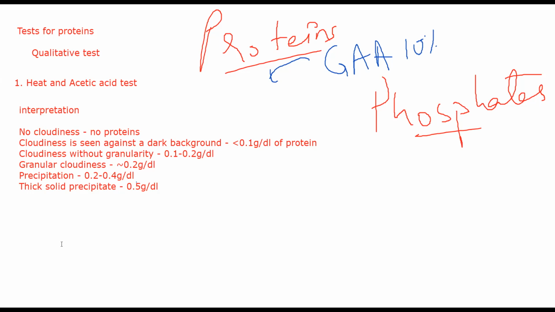Now you can do another test. It is much more reliable than the heat acetic acid test. What you do is you will use sulfosalicylic acid, so this test is called the sulfosalicylic acid test. Okay, in this, you will initially make the urine acidic by adding a little bit of acetic acid, and you will take 2 ml of urine in a test tube. This is acidic urine.